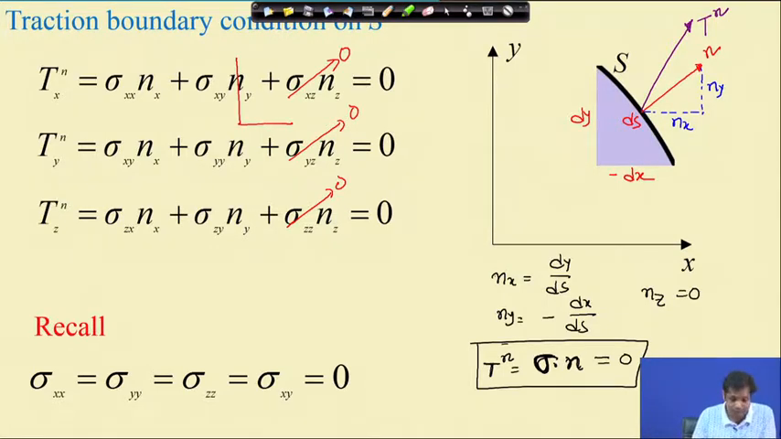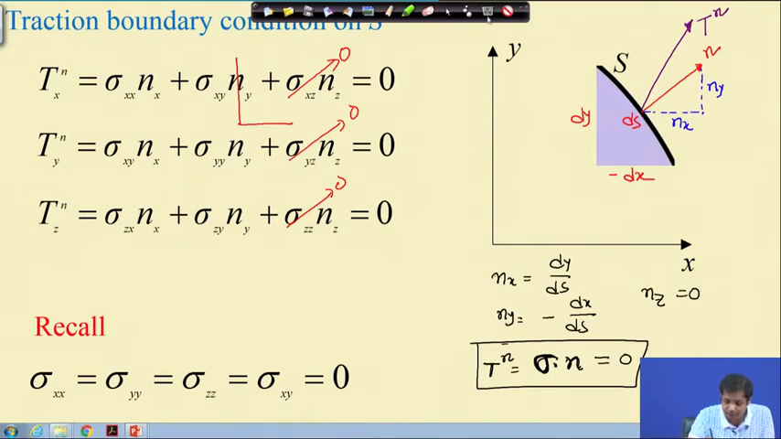If these stress components are 0, then straight away we can make some of the quantities in this expression 0. So sigma xx will be 0, sigma yy will be 0, sigma zz will be 0, and sigma xy will be 0. So this will be 0 and this will be 0. Essentially, let us write what we are left with.